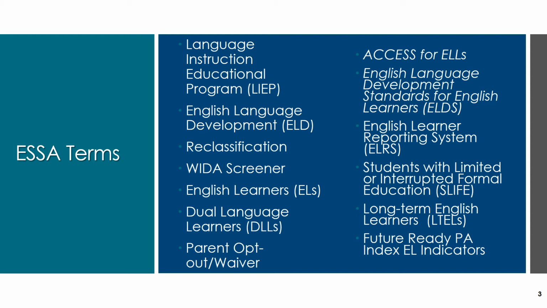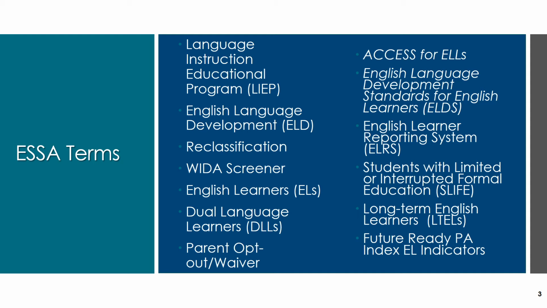There is a new reclassification criteria, which is something that we are going to address in future slides. The WIDA screener is the assessment that we use to find the level of English language proficiency of our students. The new term for English learners is ELs, and that replaces English language learners. We also are referring to children who are English language learners in early childhood as dual language learners, DLLs.